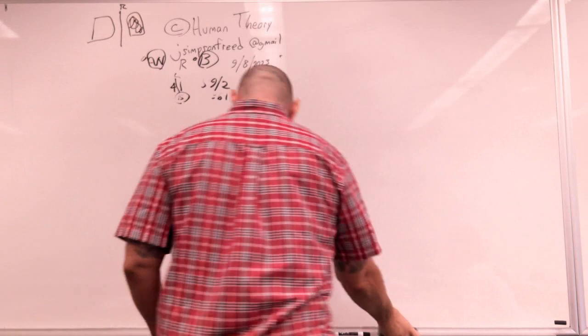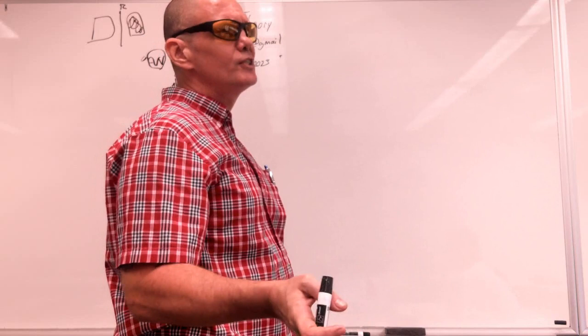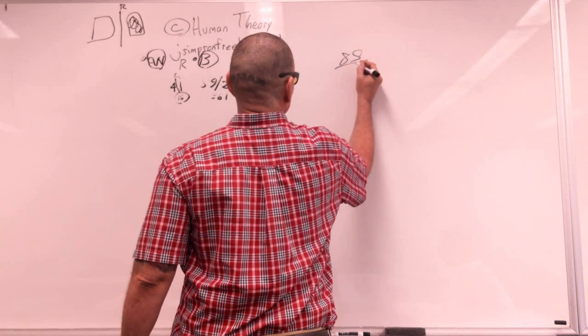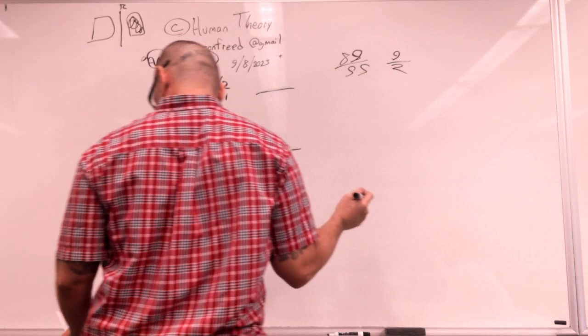Okay, now in physics, we have something called symmetry breaking. And when symmetry breaks, you want to pay attention. Basically, the symmetry changes, but it keeps the old symmetry at the same time. And this next one is very important, because the next one is the Fibonacci, it's 89 over 55, which is, I think, 9 over 2.